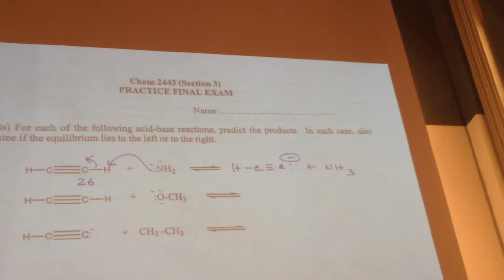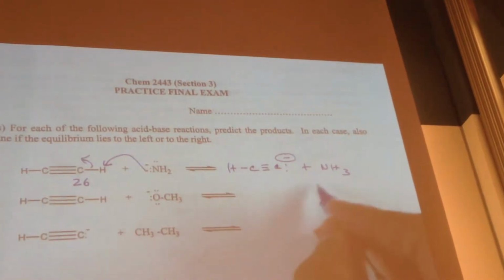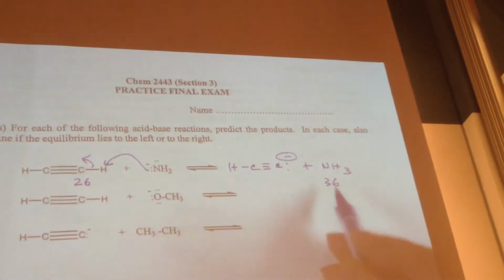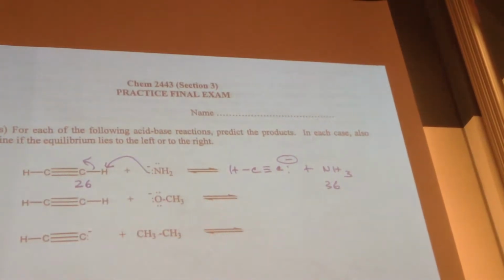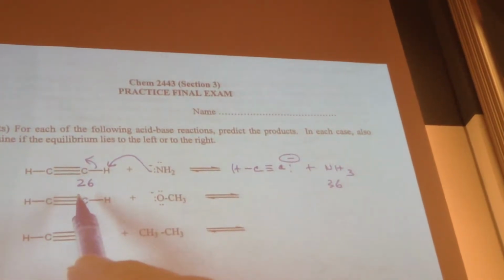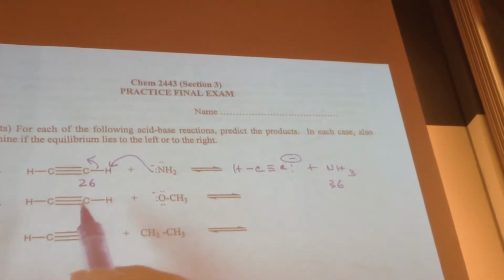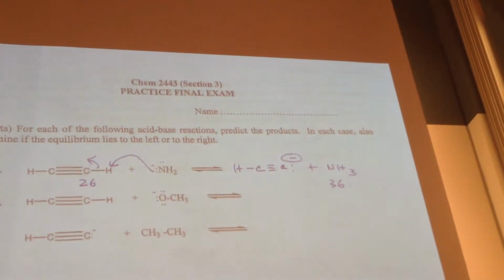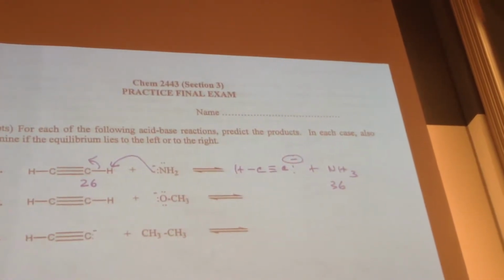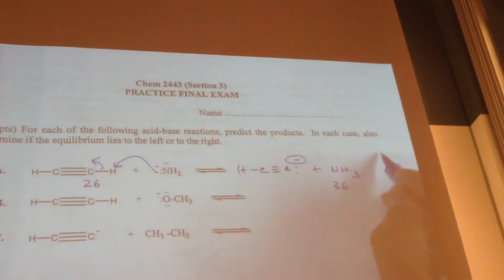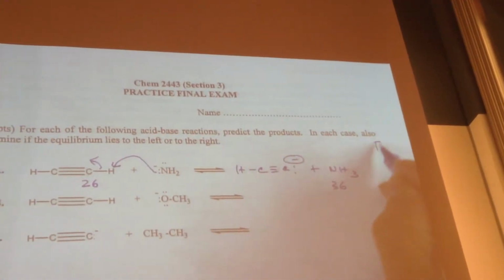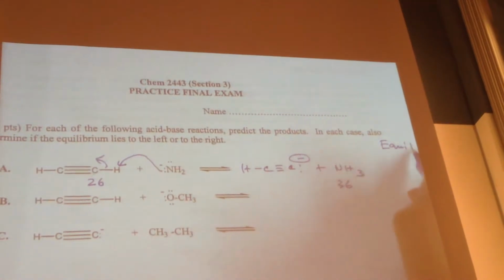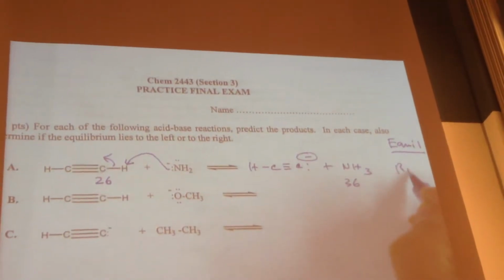And from this, now ammonia, as I mentioned, is 36. You compare the two acids, and obviously acetylene is a stronger acid, so the equilibrium would remain on the right, because the stronger acid is going to push the reaction. So the equilibrium would remain on the right.